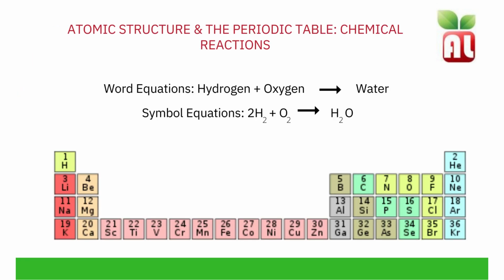Chemical reactions. Chemical reactions are when atoms are rearranged to form new products, whereas physical reactions are a change of state, for example, evaporation or condensation. An example word equation is hydrogen plus oxygen forming water as the product.